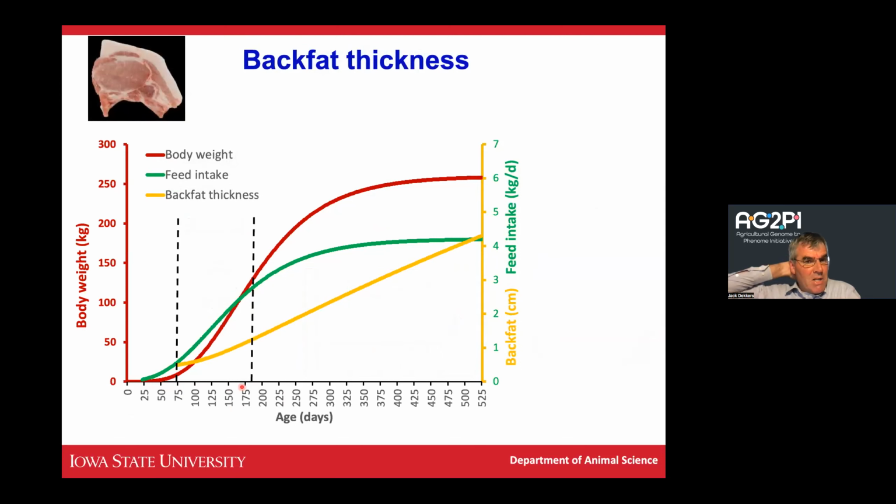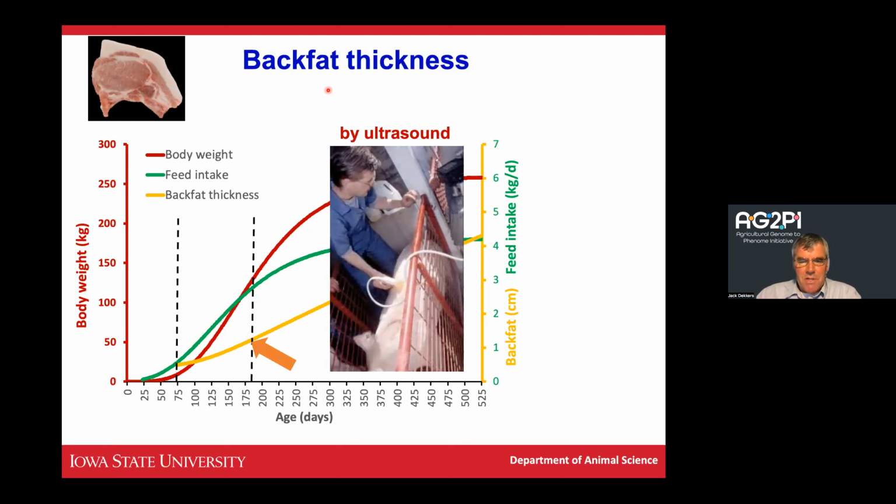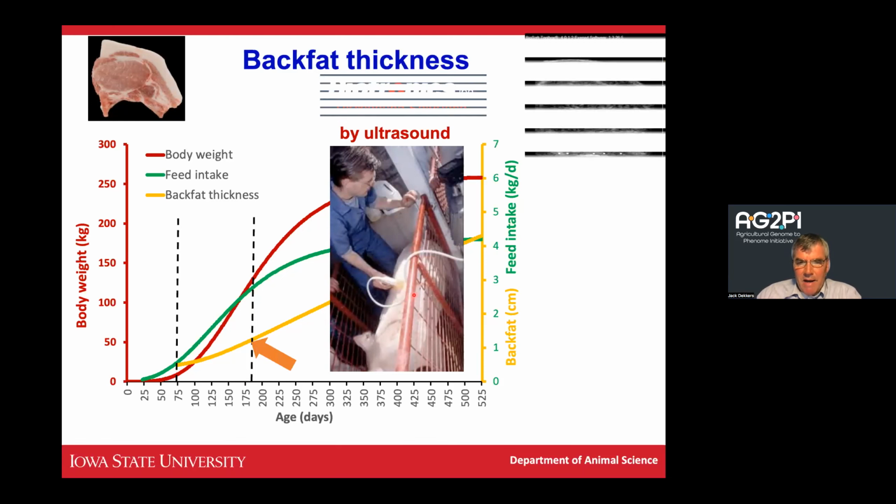Another trait that breeders and the industry are interested in is meat quality, particularly back fat thickness. We've been aiming to breed pigs that are leaner. To measure back fat, you have to slaughter the animal unless you use ultrasound. And ultrasound technology, coming from the human side, was employed several decades ago in the swine industry and also in the beef cattle industry to measure back fat thickness on the live animal.